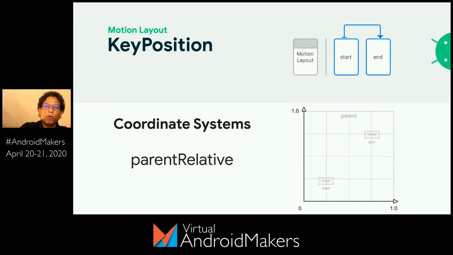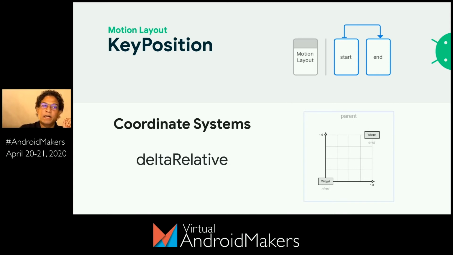To help you with that, we've put in 3 different coordinate systems within a key position. The first one is parent relative. That's sort of the simplest. Essentially, you think of it as absolute positioning within the parent. So if you say 0, 0, it will be all the way to the top left. The drawing on the right is flipped.